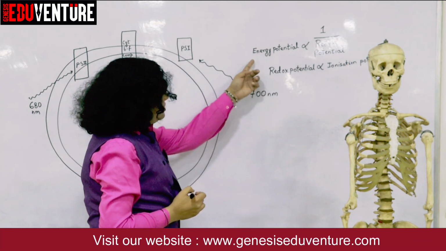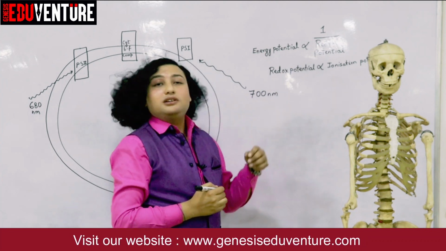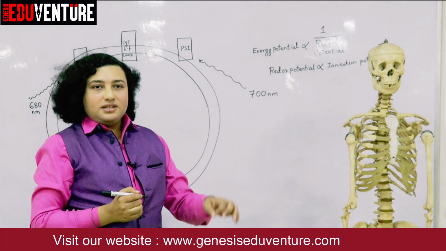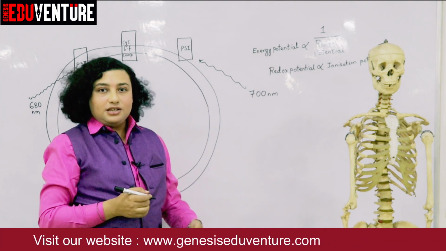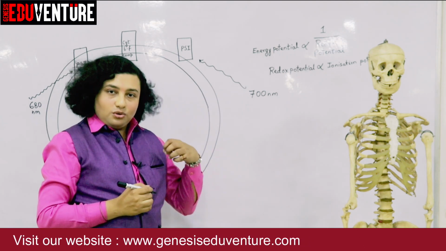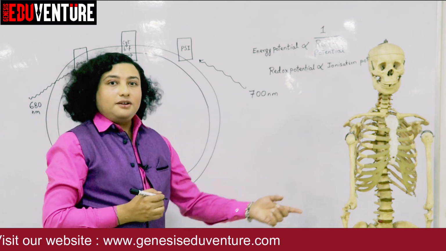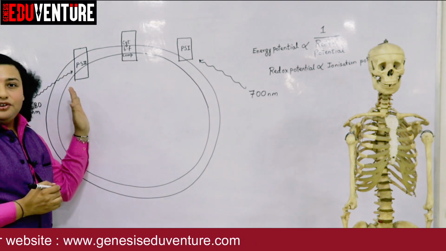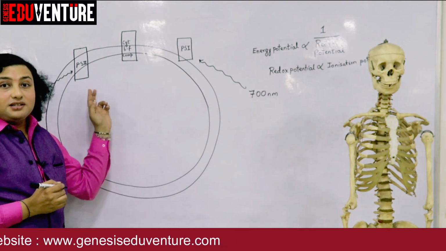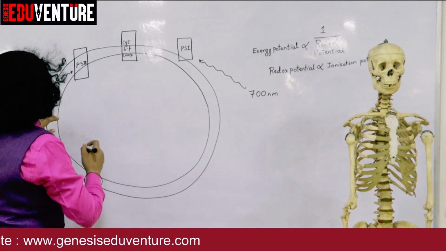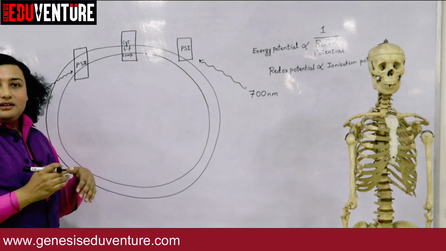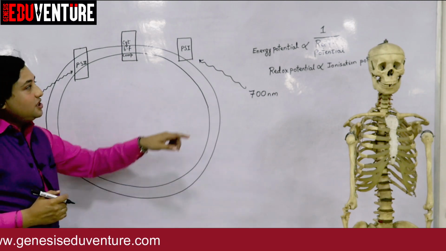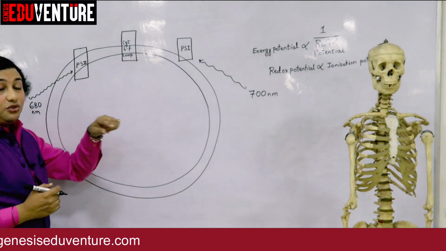So energy potential is inversely proportional to ionization potential. So what is ionization potential? It is the tendency of an atom to lose the most loosely bound electron, right? So over here, initially the redox potential of photosystem 2 is more, but when it is stricken by the light wavelength, the redox potential gradually decreases with respect to what?